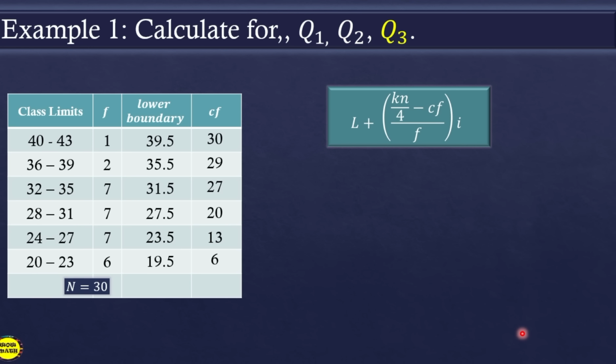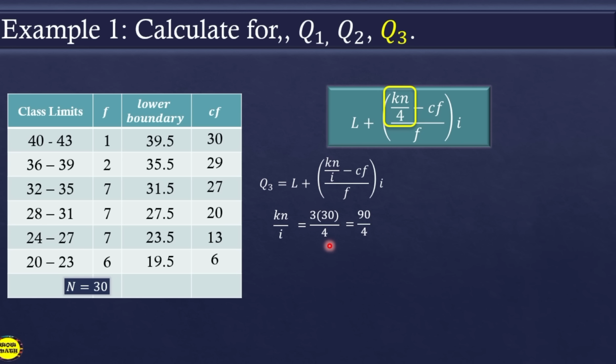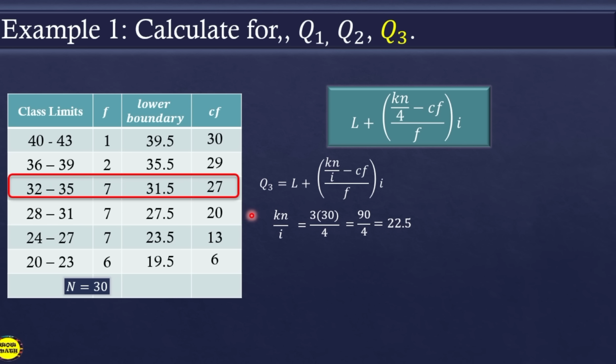Next, sa third quartile tayo, same lang din ang gagawin. So, yung k natin dito is 3. So, 3 times 30, that is 90. Divided by 4, the answer is 22.5. So, si 22.5 ay nasa pagitan ni 20 and 27. So, kunin natin yung mas mataas na number. So, 27. Ito ngayon ang quartile class natin.